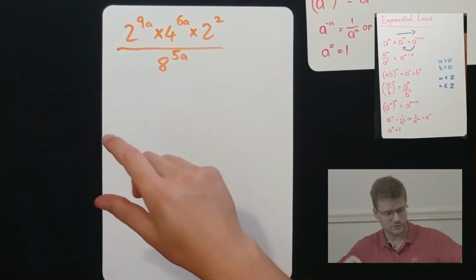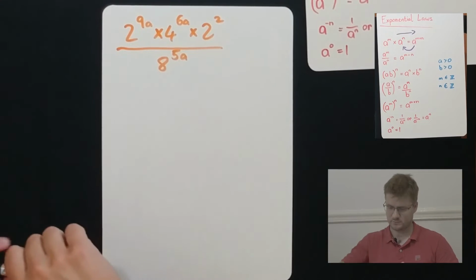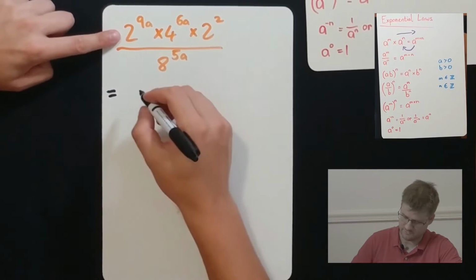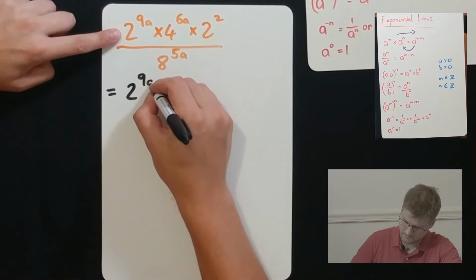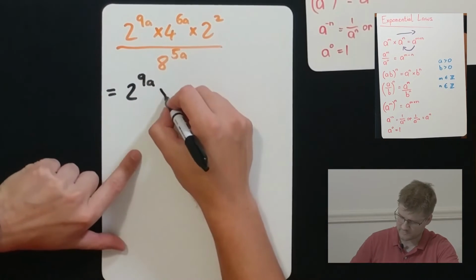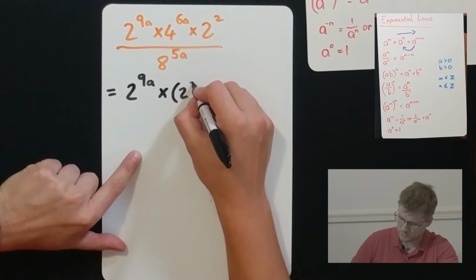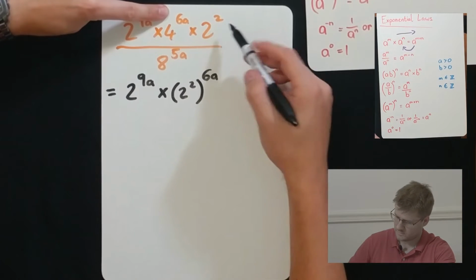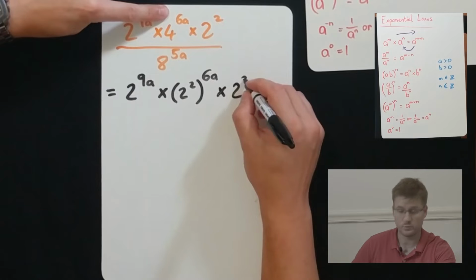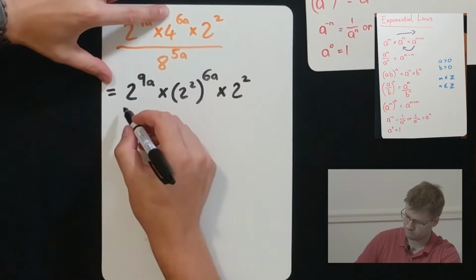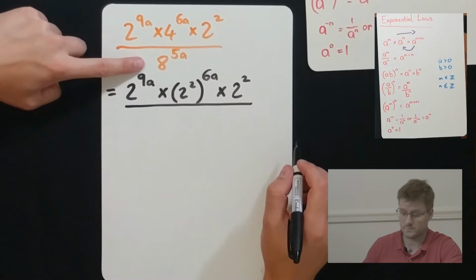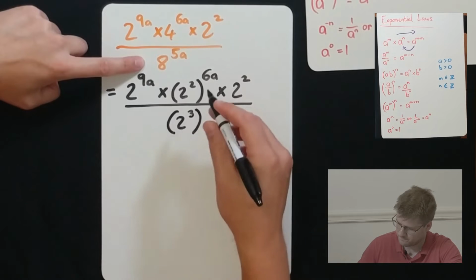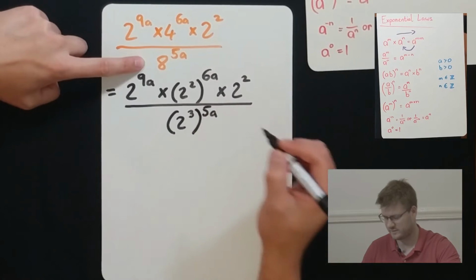Okay, so let's decompose these numbers into their prime factors so we can see if we can get all the bases the same. So 2 cannot be broken down any further. I'm going to keep that as 2, 9a. 4 we see can be broken up, so I'm going to make that 2 squared, and then we still have the 6a over there. The last value there, obviously 2 cannot be broken up. We're just going to keep that as 2 squared. The bottom of our fraction, we see that we have an 8. Now, as long as we know our cube numbers, 8 is the same as 2 cubed. And then, of course, we still have the 5a sitting there.